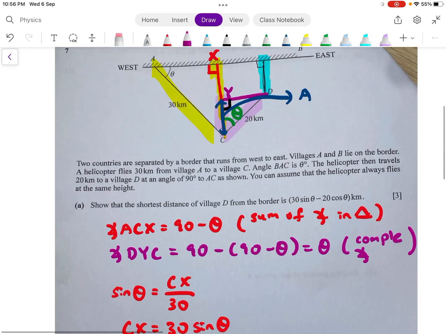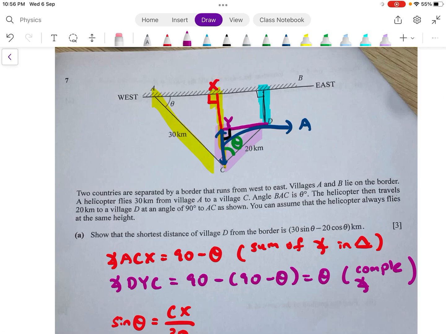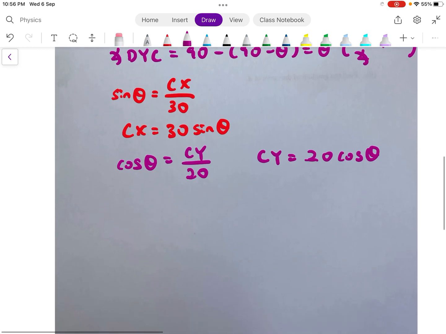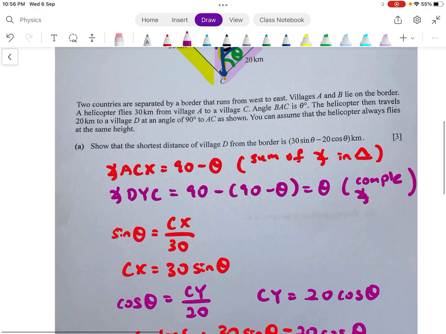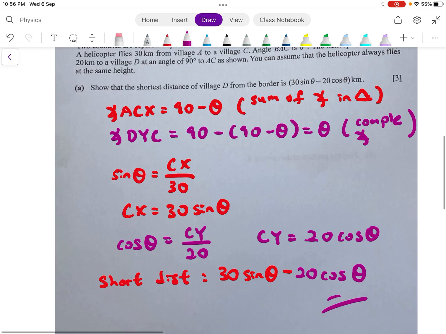So how do I find the shortest distance? You simply use the longer one minus the shorter one. Then you can get this part already. So the shortest distance is equal to CX minus CY, meaning 30 sine theta minus 20 cosine theta. So this is what they want, right? Let me double check. Yes, 30 sine theta minus 20 cosine theta. So that is how we do this question.